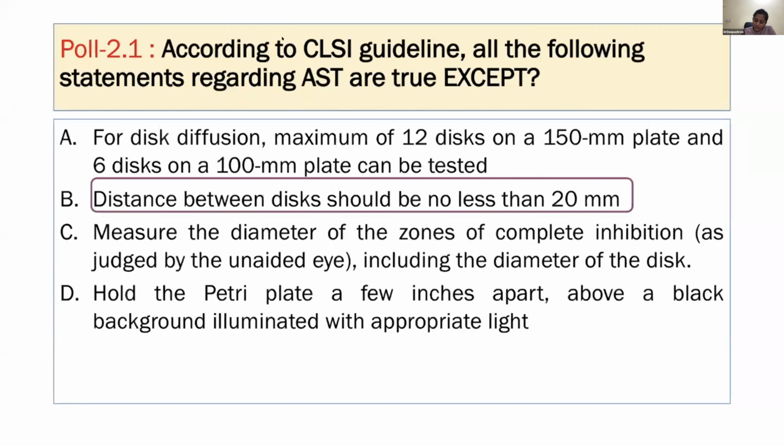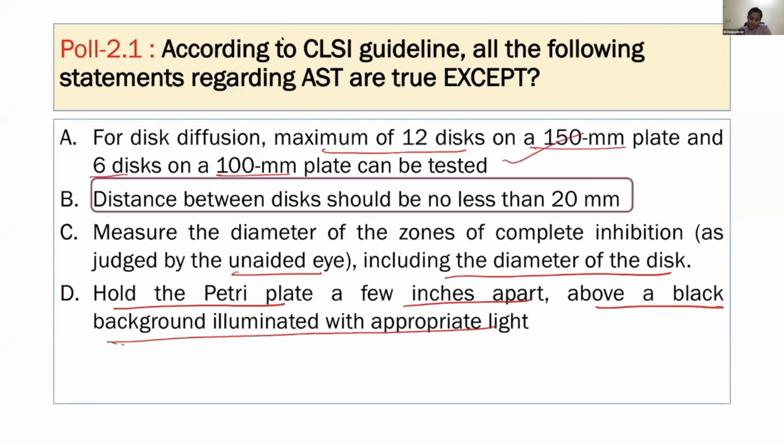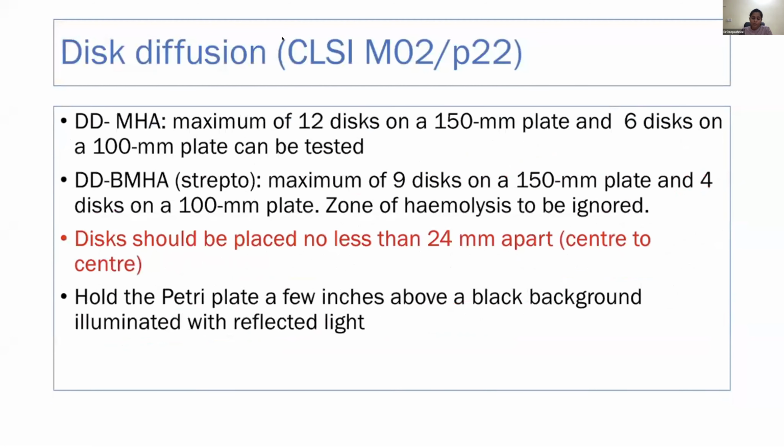According to CLSI guidelines, all the following are true. For disk diffusion, maximum 12 disks in a 150 mm plate and 6 disks in a 100 mm plate. This is a correct response. Measure the diameter of the zone of complete inhibition as judged by the unaided eye, including the diameter of the disc. This is how we measure the zone diameter. Hold a Petri plate a few inches above a black illuminated background with appropriate light. So this is correct. Only thing is, the distance between two discs should be 24 mm.